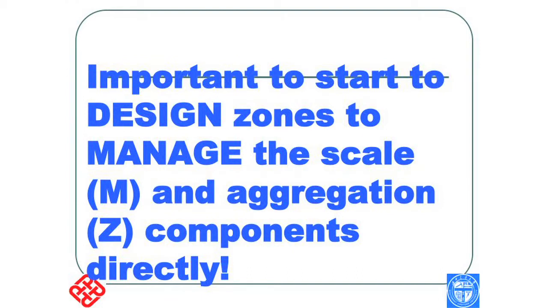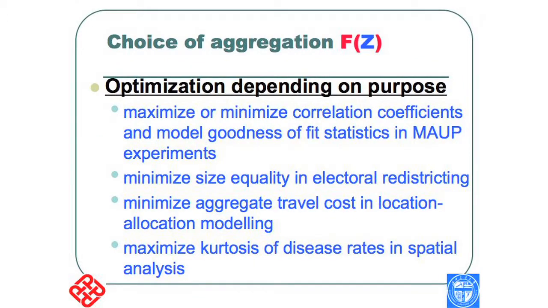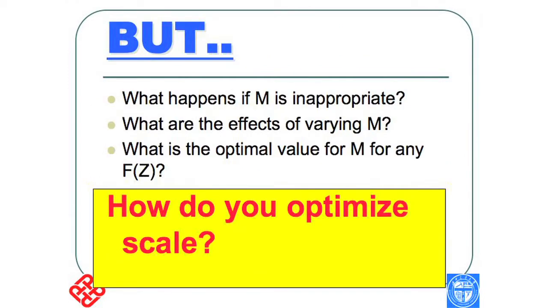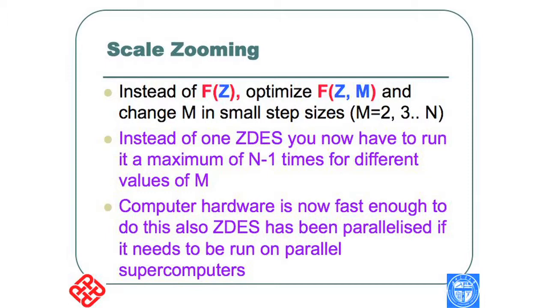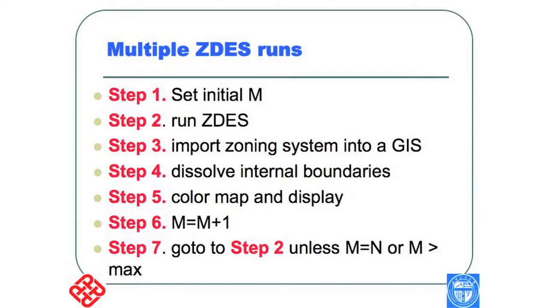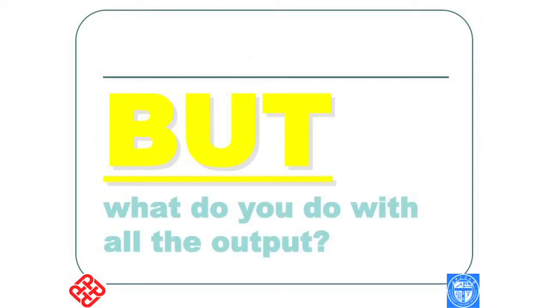So it is important to start designing zones to manage the scale and the aggregation correctly. Of course, for the aggregation, you have different optimization criteria, but this is not enough. If the scale, the aim, is wrong or not appropriate, then what will happen? So instead of the aggregation itself, we need to optimize scale and aggregation together. So he suggested to change the scale and produce one result, change to another scale and another set of results. But how do you handle that?